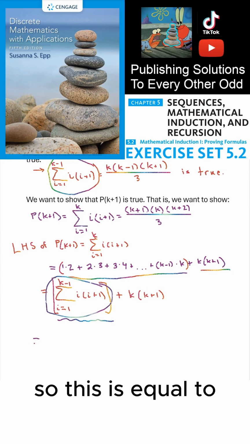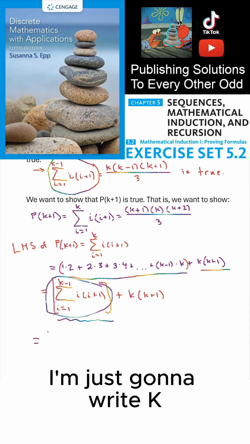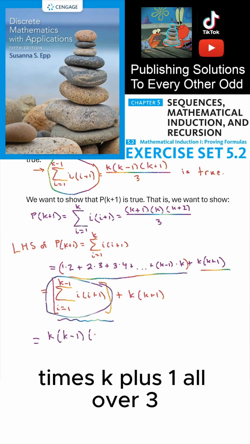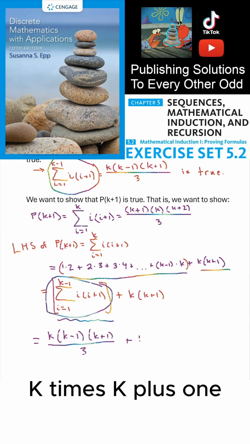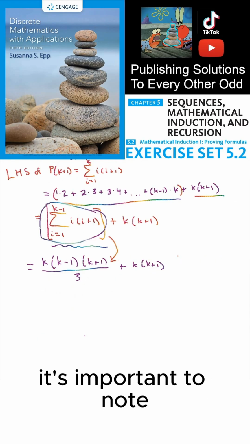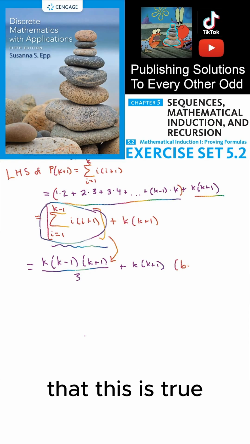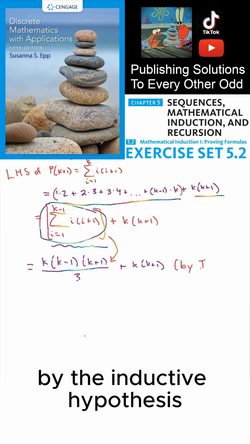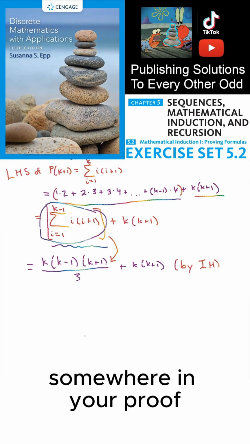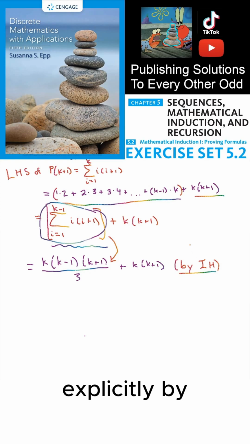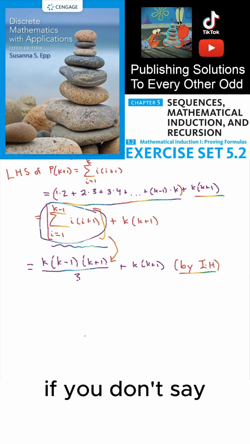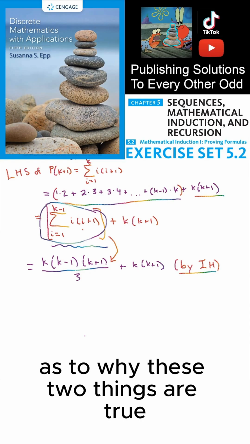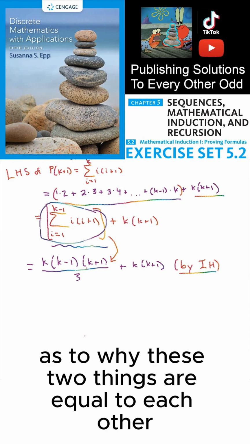So this is equal to, instead of the summation, I'm just going to write k times k minus 1 times k plus 1 all over 3. And then we still have this term here, k times k plus 1. Now, when we do this substitution, it's important to note on the side here that this is true by the inductive hypothesis. You have to reference somewhere in your proof explicitly, by writing capital I, capital H, to say by the inductive hypothesis. If you don't say by the inductive hypothesis in your proof, then it's unclear as to why these two things are true. Then it's unclear as to why these two things are equal to each other.